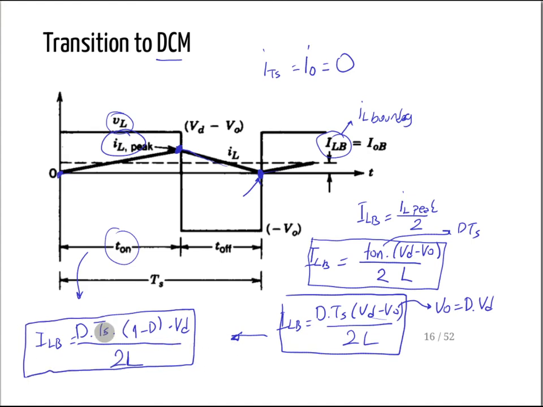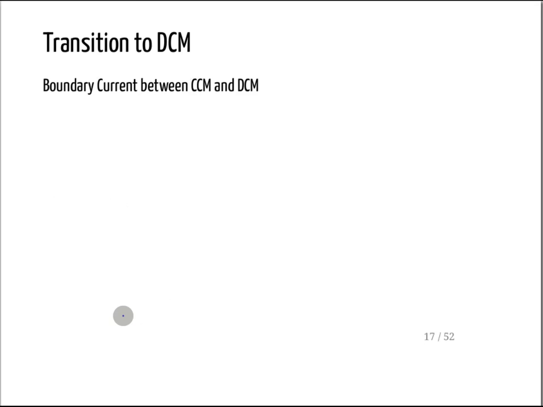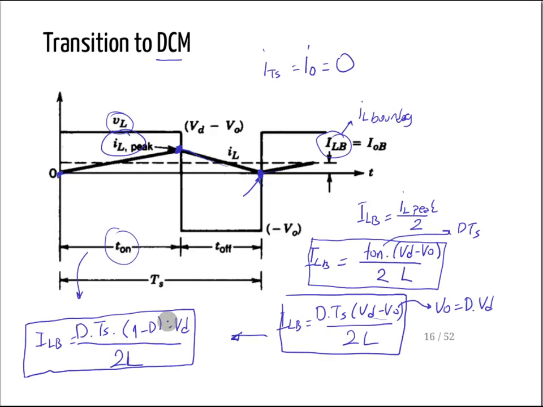So that defines the boundary calculation. Let's have a look at that equation. If D is 0, our boundary current will be equal to 0. If D is 1, again our boundary current will be 0. And where does it have the maximum boundary current? The boundary current is maximum when D is equal to 0.5.